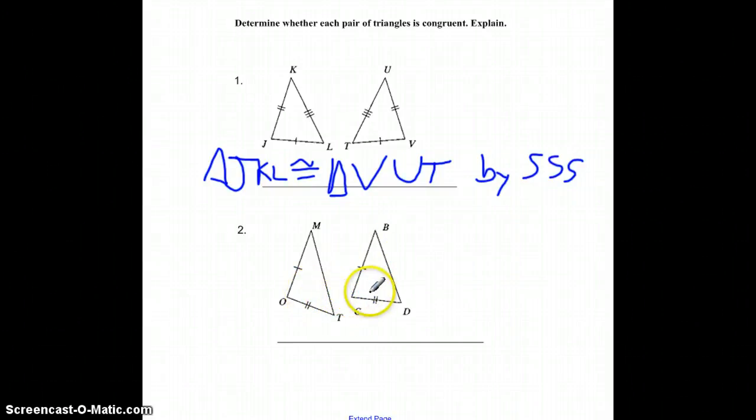It looks like maybe these angles would be congruent. Maybe these triangles are congruent. I'm not sure. But if they don't give us the definitive information, then we cannot just say, hey, it looks like it. Okay, so these, not enough information. So not congruent, or we cannot prove they're congruent at this point.